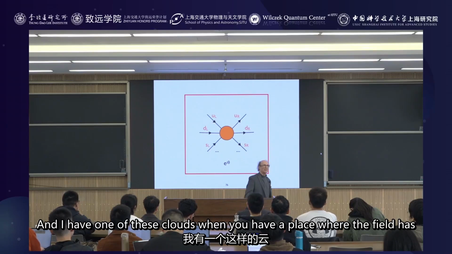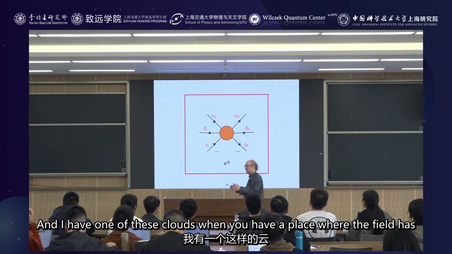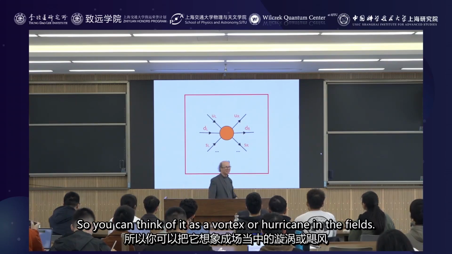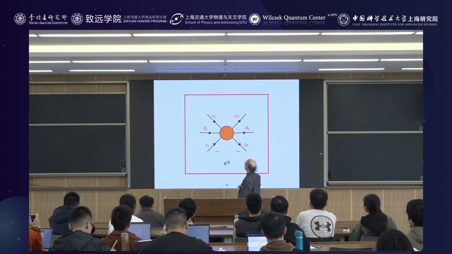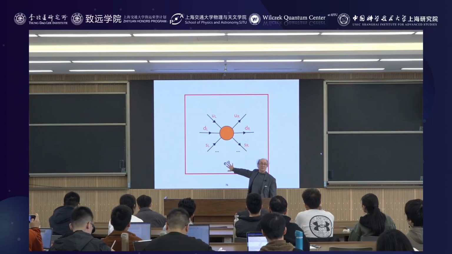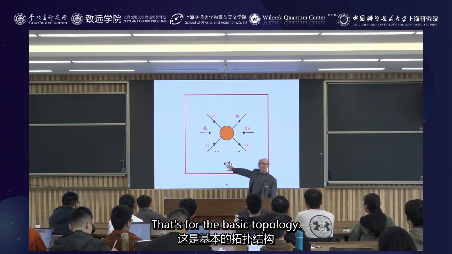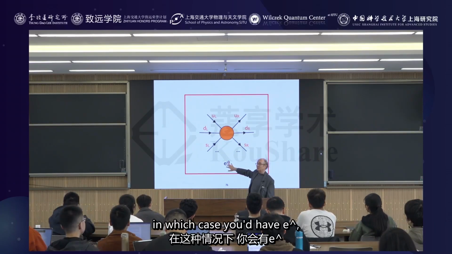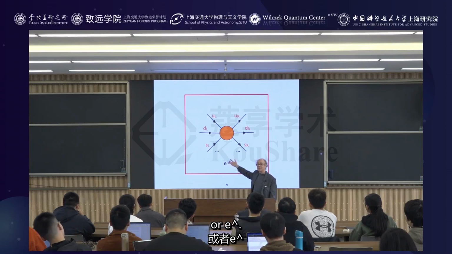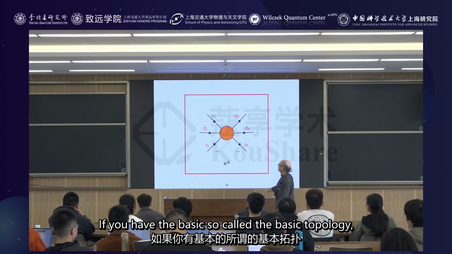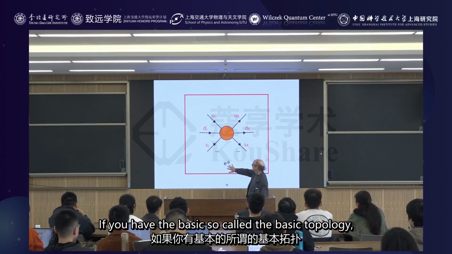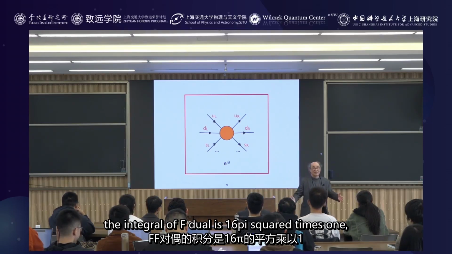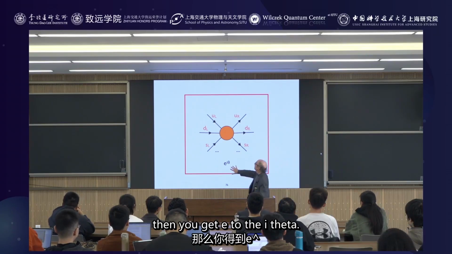And have one of these clouds, when you have a place where the field has a topological structure, so you can think of it as a vortex or a hurricane in the field, you have a coefficient, which is e to the i theta. That's for the basic topology. You could have several of them, where you could have the anti-topologies, in which case you'd have e to the i n theta or e to the minus i theta. But if you have the basic so-called topology, so the integral of F F dual is 16 pi squared times 1, then you get e to the i theta.